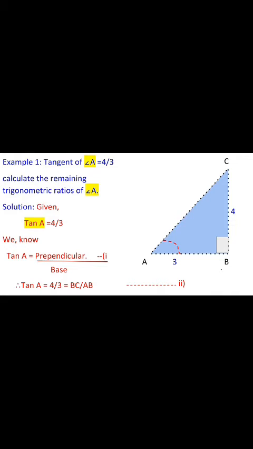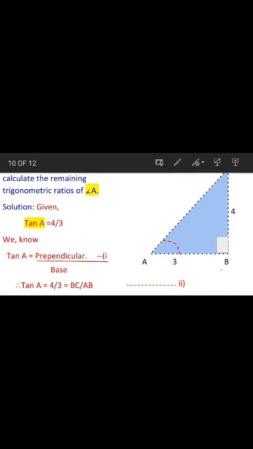First of all, read the example carefully. The tangent of angle A is 4 by 3. We have to calculate the remaining trigonometric ratios of angle A. Okay class, we are provided with tan of angle A, and it is given that tan of angle A is 4 by 3. So we have to calculate the remaining trigonometric ratios, that means sine A, cos A, cot A, secant A and cosecant A. For that class, how are we going to do it?